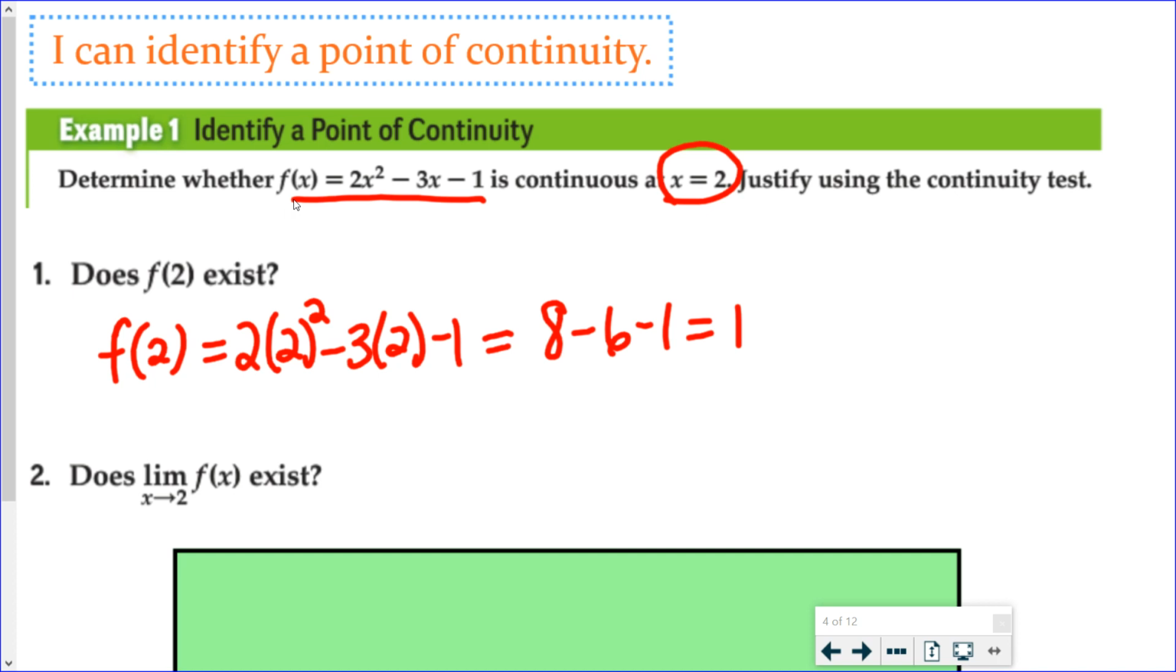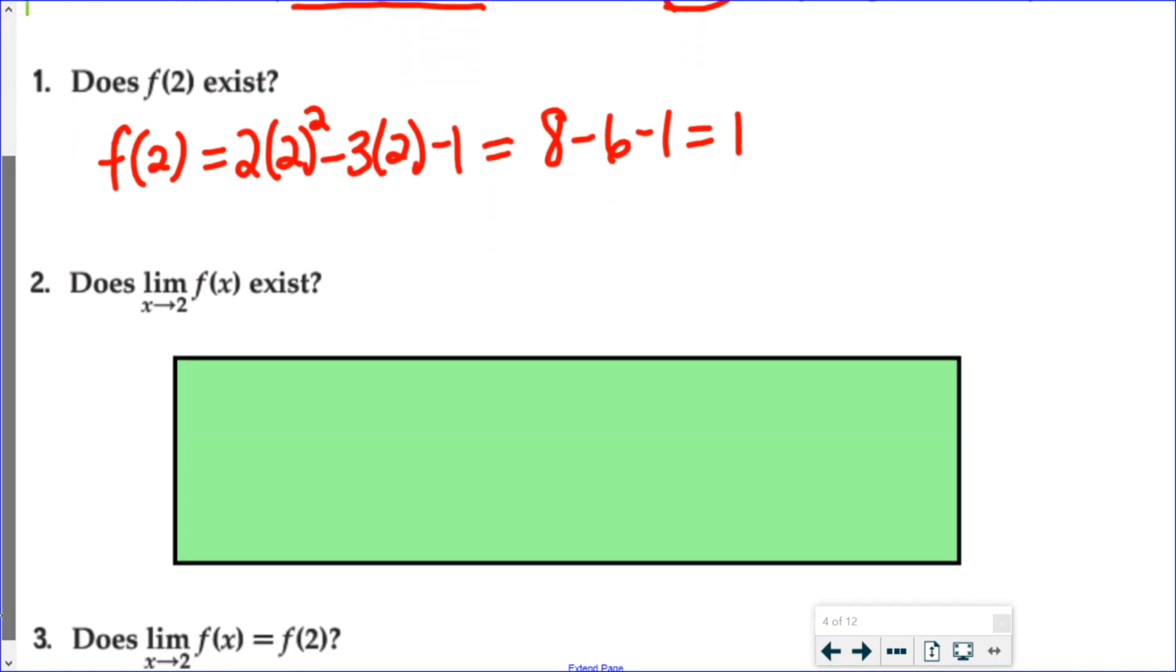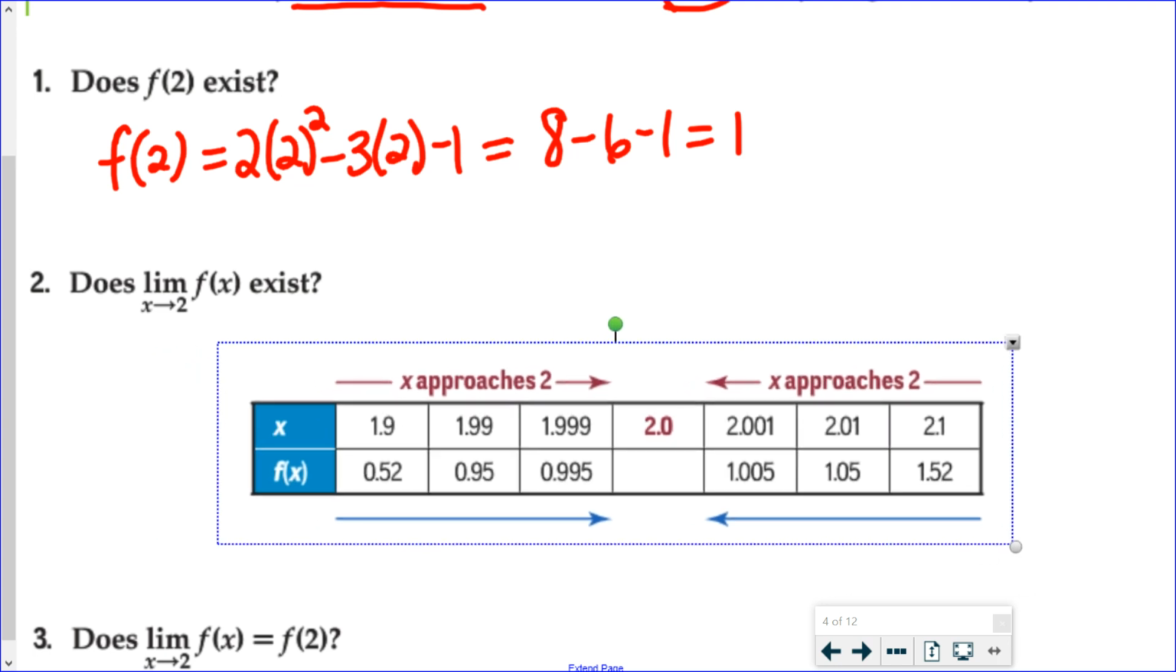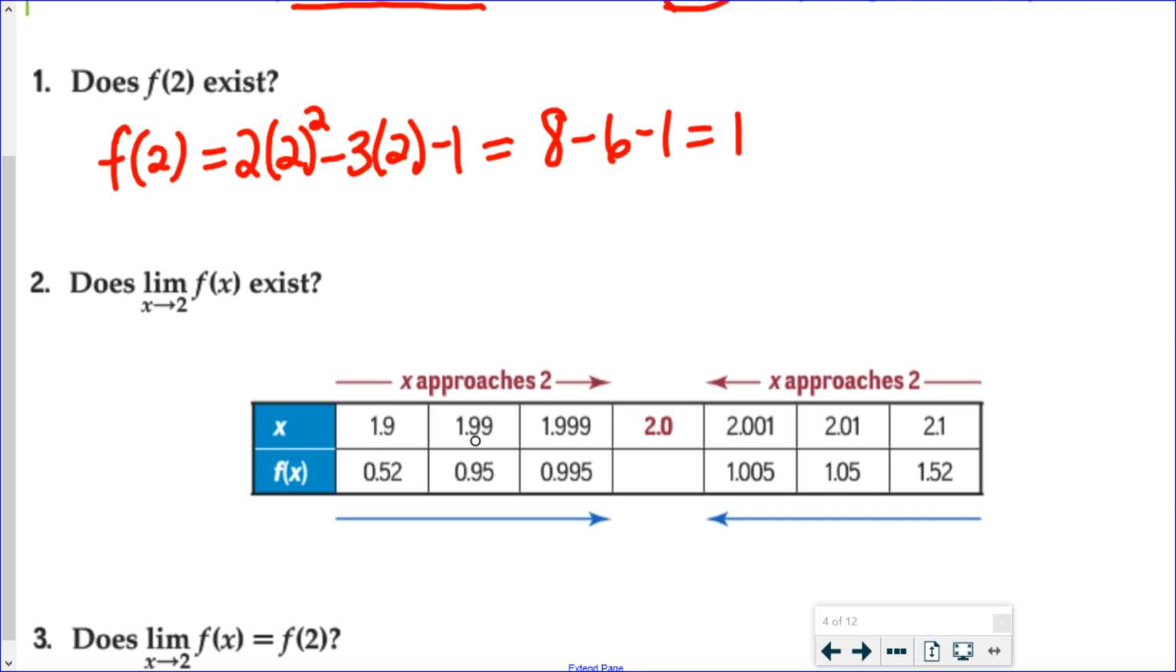So now we're looking at, does this limit as x approaches 2 exist? So here's our table. As our x values are getting closer to 2, for both sides, we're looking at what our y values are doing. So over here, as my x values are getting closer to 2, my y values are 0.5, 0.95, 0.995. Hopefully you can see that as my x's are getting closer to 2, my y values are getting closer to 1. And we say that's from the left-hand side.